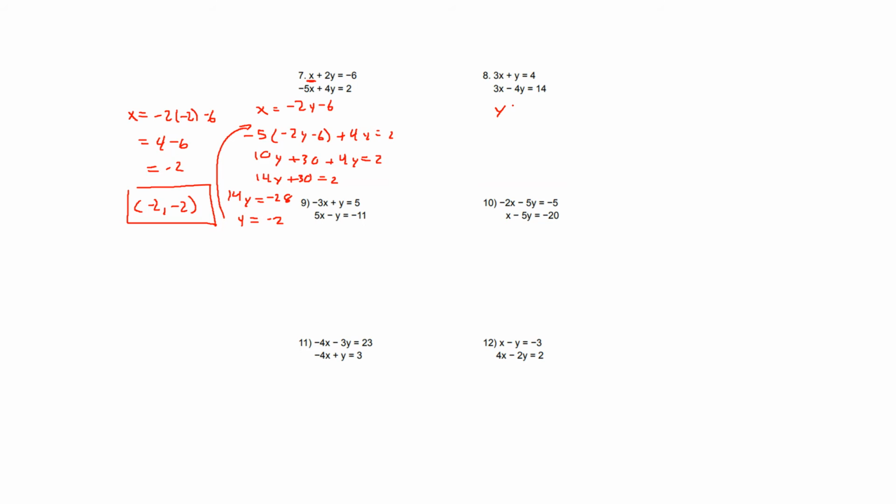Number 8, you could do the same thing. Y equals negative 3x plus 4. And then we plug this into our second equation, so it becomes 4 times this. So 3x plus 12x minus 16 equals 14. 15x equals 30. X equals 2.